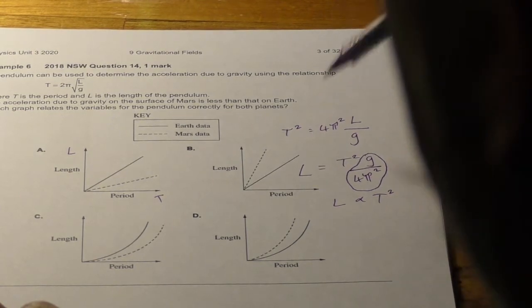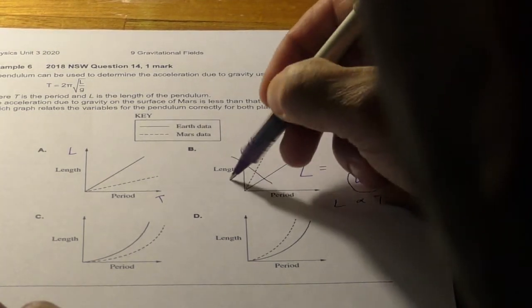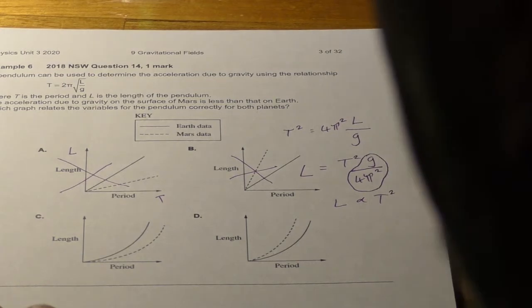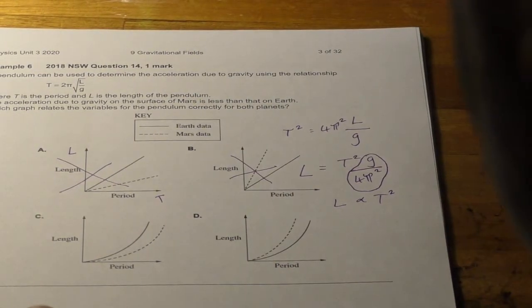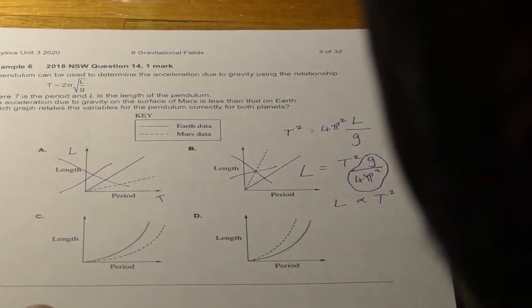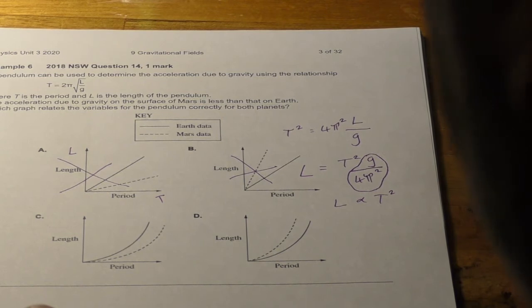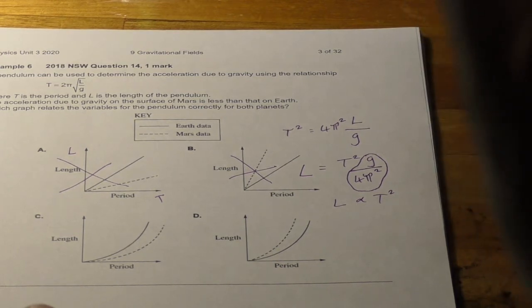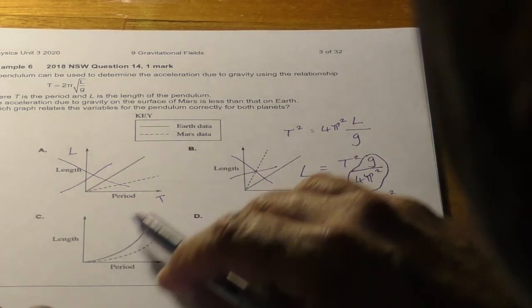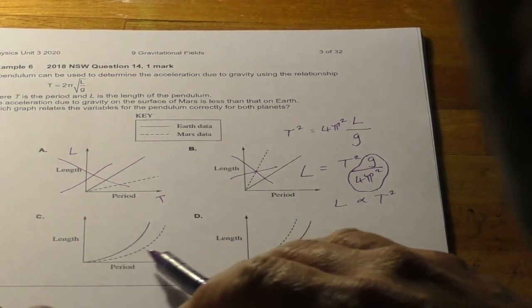So that basically knocks out both A and B, okay? Because they describe linear relationships between L and T, so length and period. So which one's the correct one? Is it C or D? Is the period shorter as the length extends, or is it longer?